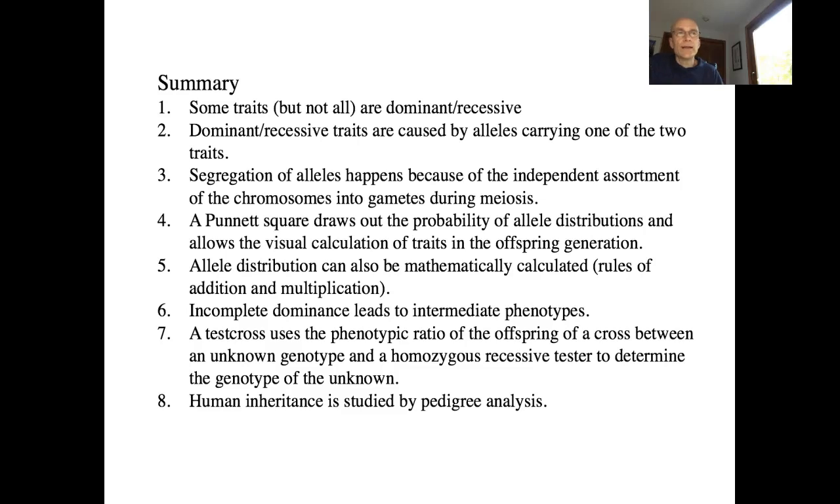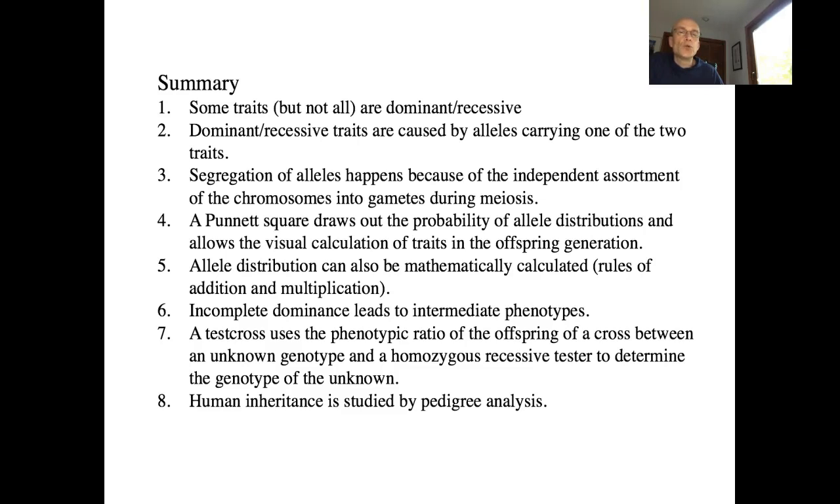I showed and discussed a Punnett square, and I showed how you can use it to draw out the possibilities of allele distributions and how it allows the visual calculation of traits in the offspring generation. So you can actually count out the distribution of the genotypes or the phenotypes if you write that down as well. We talked a little bit about mathematical ways of doing that. There were the rules of addition and multiplication. We talked about incomplete dominance as an alternative to the dominant recessive traits.